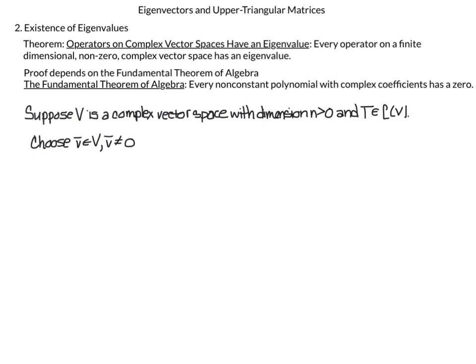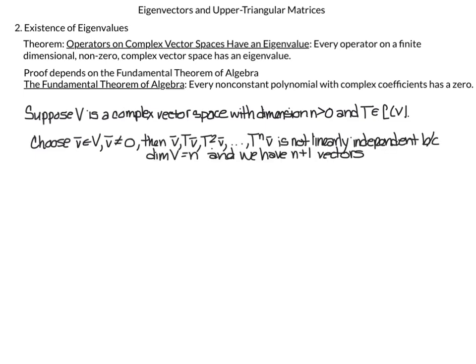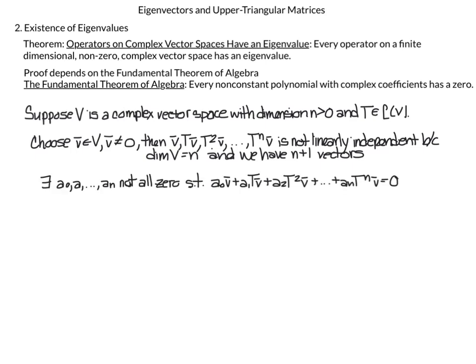We will start here with every operator on a finite dimensional non-zero complex vector space. We'll suppose V is a complex vector space with dimension n greater than 0, and T is a linear operator on V. We're going to choose a vector v from our vector space V that's not equal to 0. If we consider now the n plus 1 vectors v, Tv, T squared v up to T^n v, we know they are not linearly independent. In other words, they're dependent because the dimension is equal to n, and we have n plus 1 vectors. If they're linearly dependent, that means there exist a0, a1, up to an, not all zero, such that a0 v plus a1 Tv plus a2 T squared v up to an T^n v is equal to 0. In other words, there's a homogeneous system of linear equations.